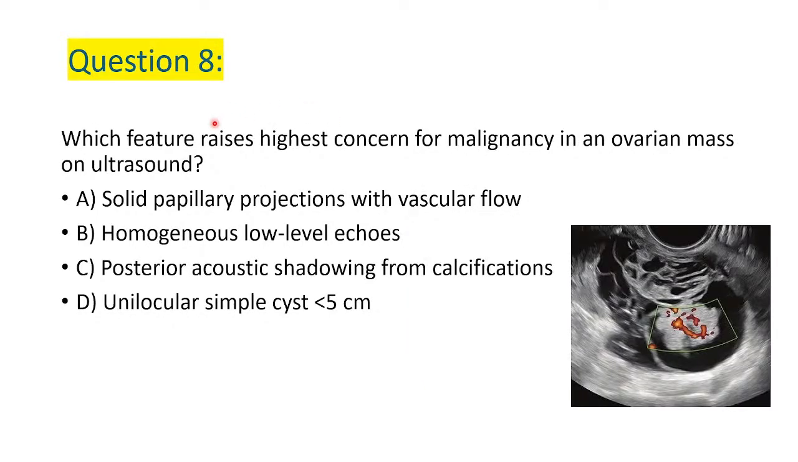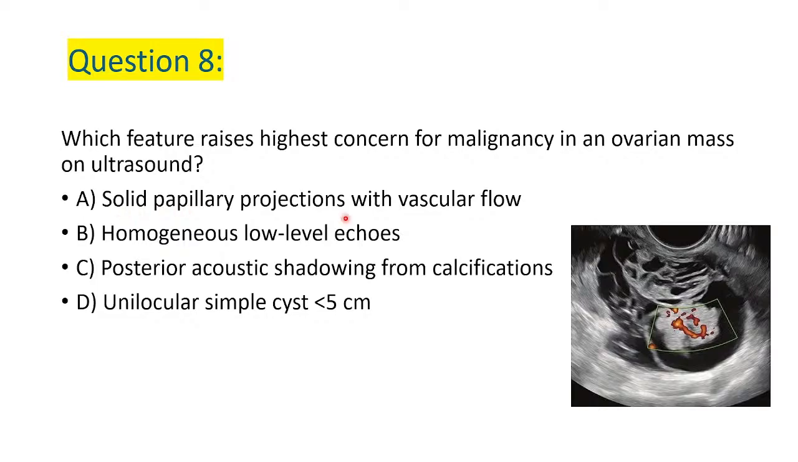Question number 8. Which feature raises highest concern for malignancy in ovarian mass on ultrasound? So you see, we have got a mass there, and you can see there are internal papillary projections, and there is this solid mass within the cystic lesion, and there is internal flow on power Doppler.